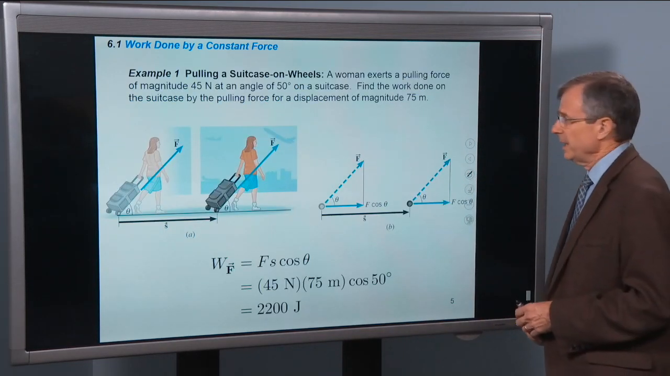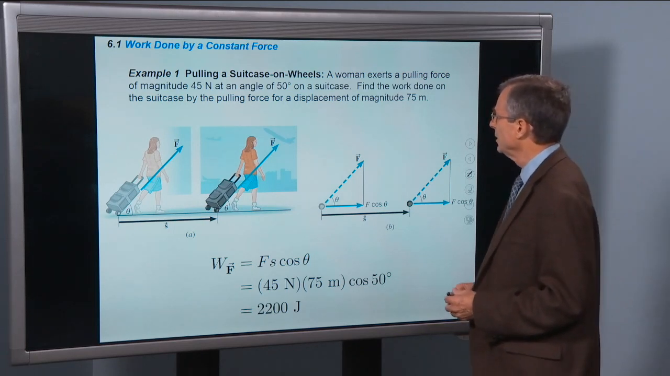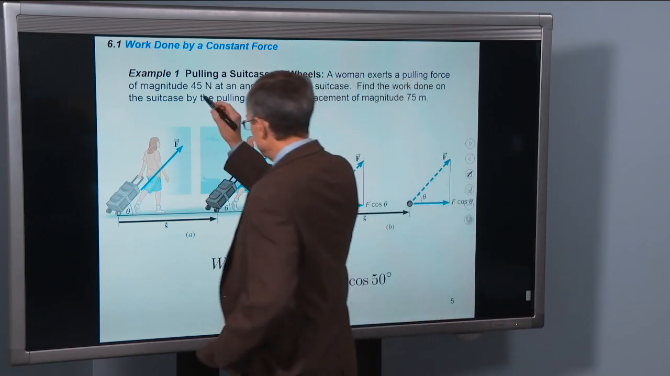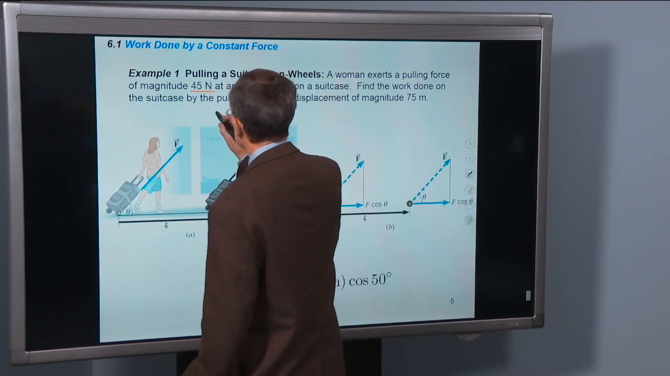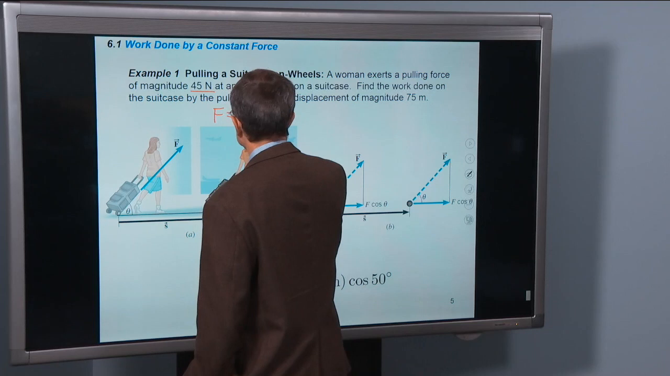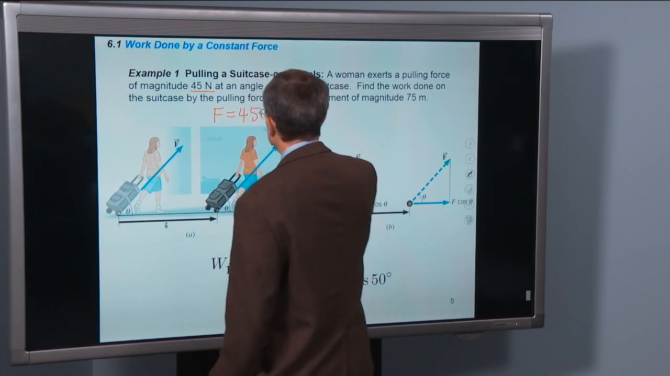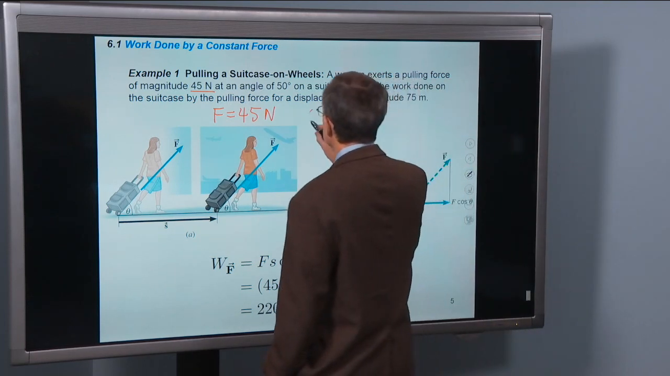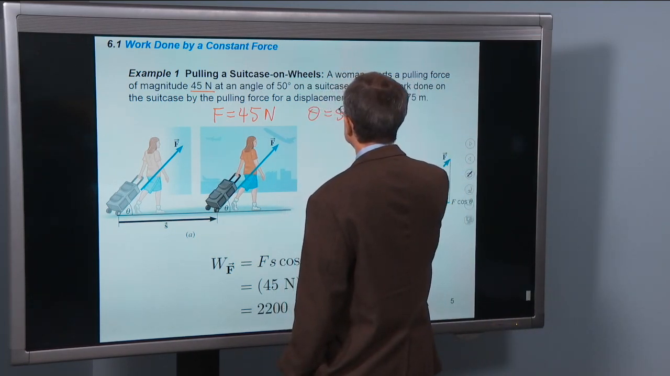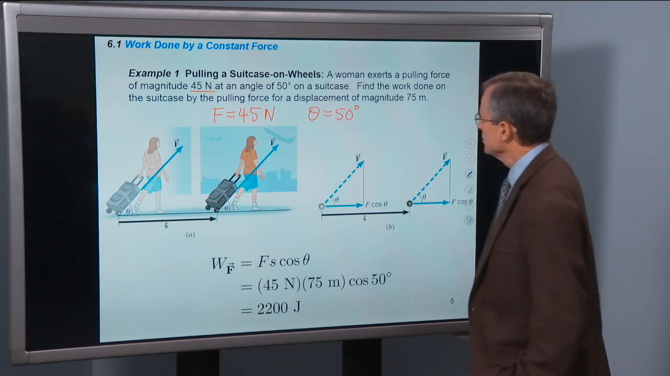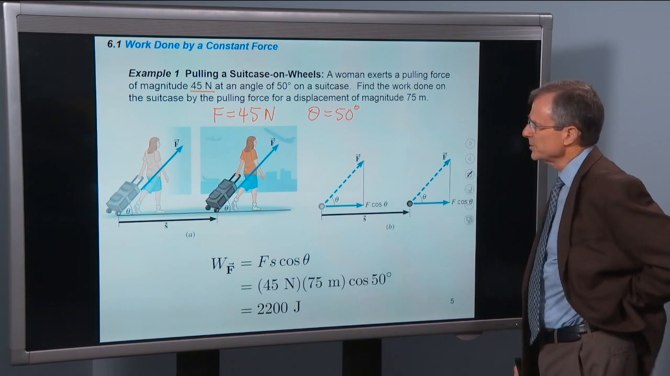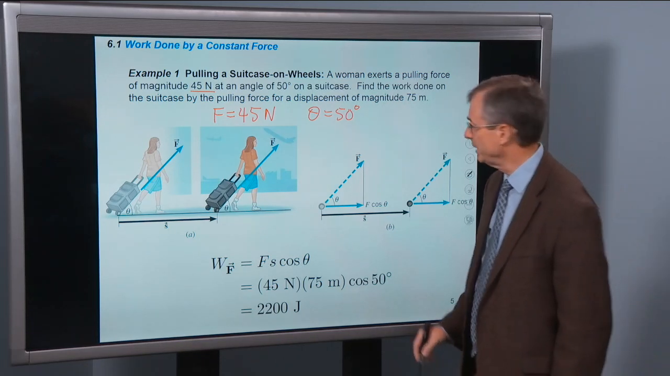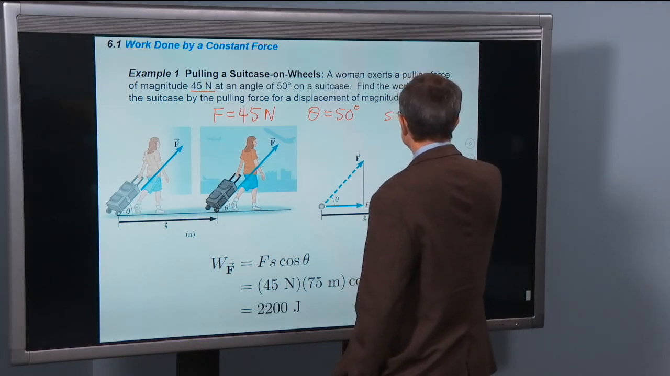Pulling that suitcase. Let's actually do this example now. A woman exerts a pulling force of magnitude 45 newtons. So the magnitude of the force is 45 newtons. And it's at an angle theta equals 50 degrees on a suitcase. Find the work done on the suitcase by the pulling force for a displacement of magnitude 75 meters. So that's the distance.